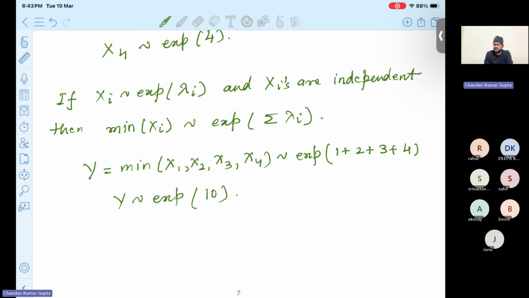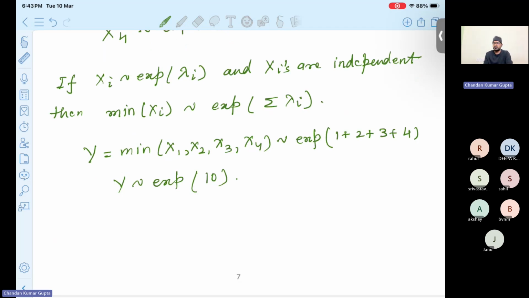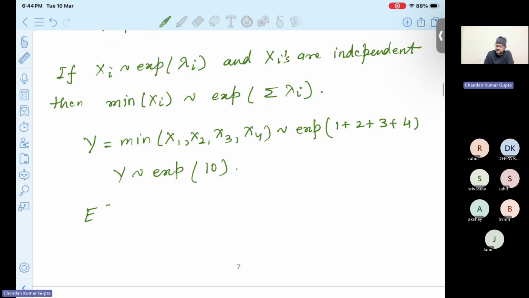And we know that if x or y or any random variable follows exponential distribution with parameter lambda, then obviously the expected value of y is 1 by 10 or 0.1. So this is the use of these kind of properties. Any doubt up to this point? Anyone?